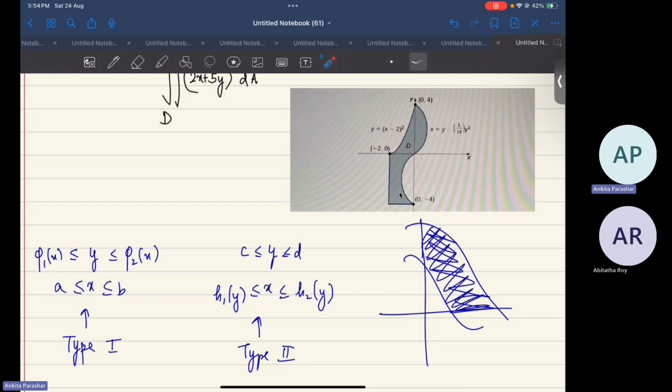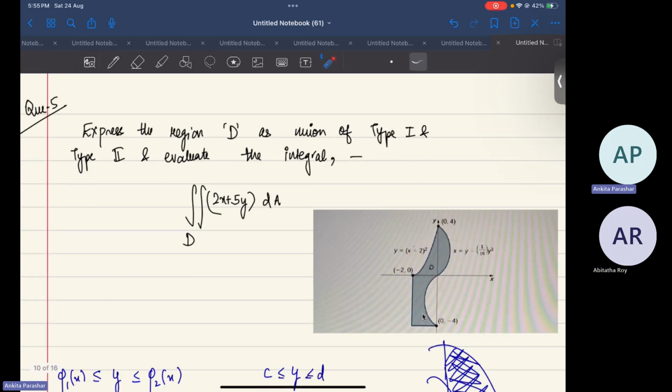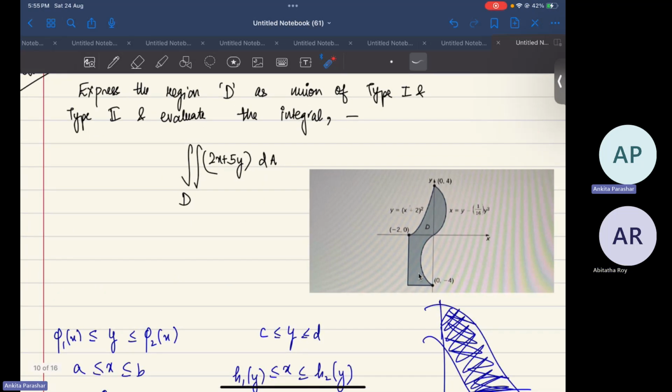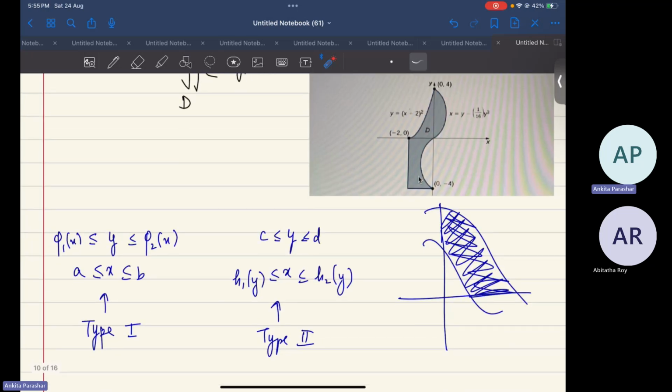Let's look at whether this graph is a type 1 graph. If we split the graph, then we can put it in type 2. The two are separate entities. So the question is, express the region as a union of type 1 and type 2. Now it is up to you how to split the region such that it becomes type 1, type 2, or something like that. How would you split the graph?